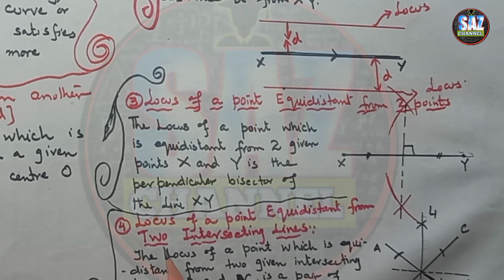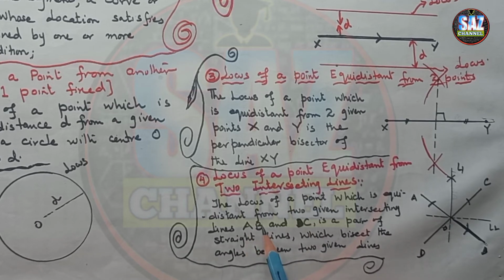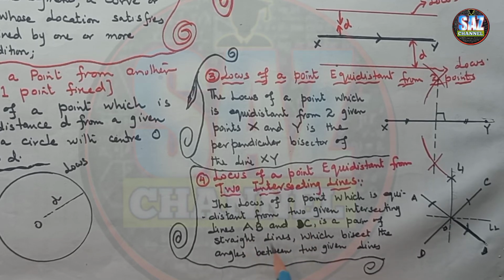Coming to the fourth type of locus, the locus of a point equidistant from two intersecting lines. What is the name of that locus which we obtain by the intersection of two lines? The locus of a point which is equidistant from two given intersecting lines AB and BC is the pair of straight lines which bisect the angle between the two given lines.